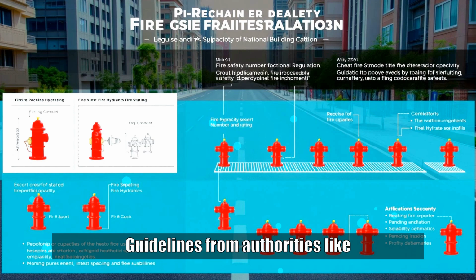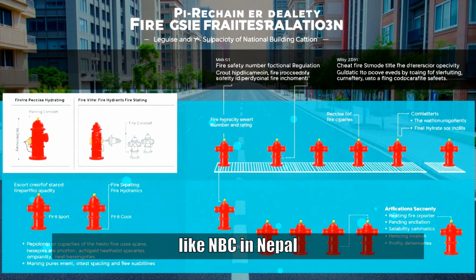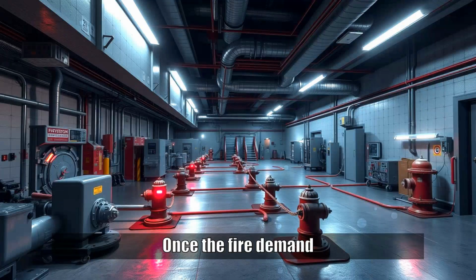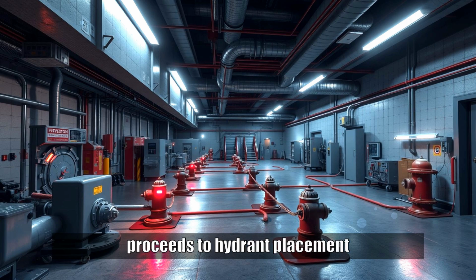Guidelines from authorities like the National Fire Protection Association, NFPA 24 and 291, or local codes like NBC in Nepal or IS standards in India, are used to determine the required number of hydrants, their spacing, and flow capacity. Once the fire demand is known, the design proceeds to hydrant placement.